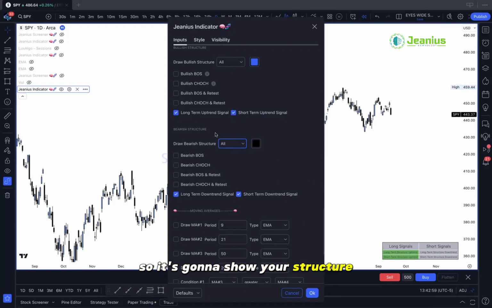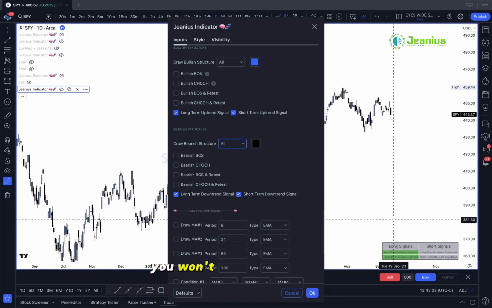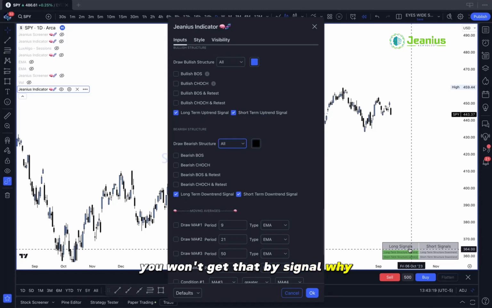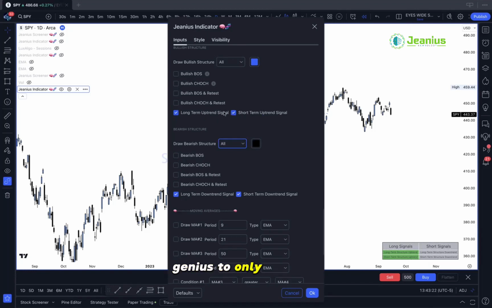So it's going to show your structure, but as these signals pop up, you won't get full confluence unless the signals are showing up only with the long-term trend. That means if you have a buy signal that's going the opposite way of the long-term trend, it's not going to pop up down here. You won't get that buy signal. Why? Because you told Jeanius to only give you those buy signals, even if it was a trend line touch or a break and retest or whatever you put in. What you put in only pops up if it goes along with the trend.